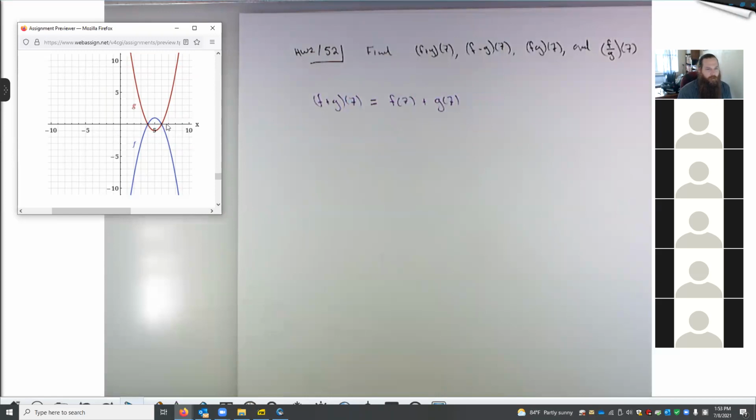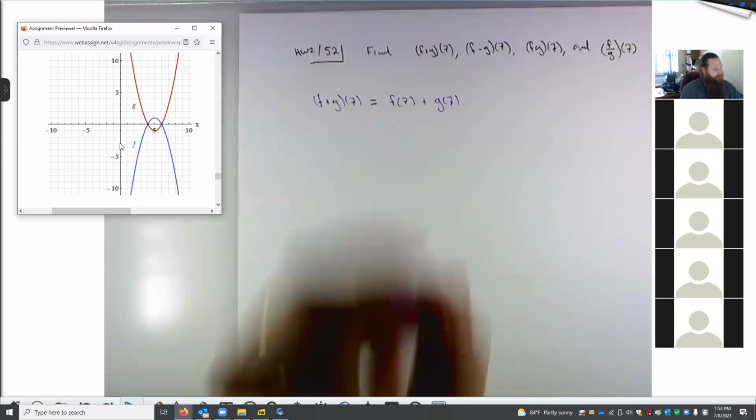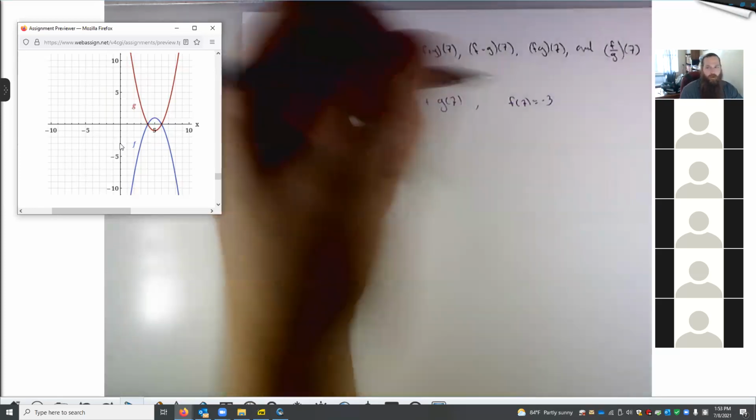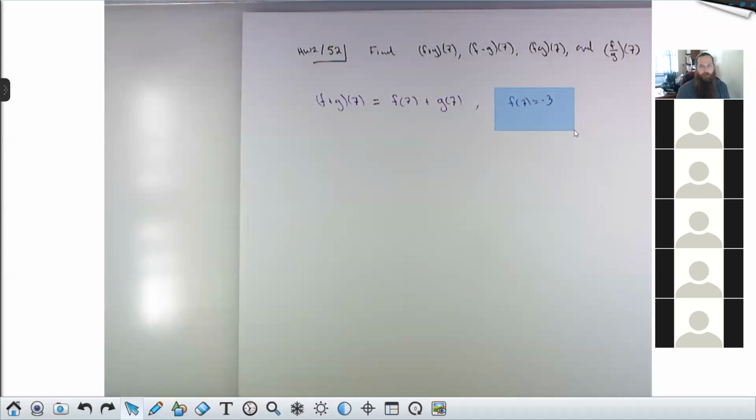F of 7, now I'm looking on the blue graph because we're talking about the f function. F of 7 is going to be the y value here, the y value on the blue graph whose x value is 7. So that point there is 7 comma something. What's the something? Well, each tick mark here is 1. So when I come out to 7, I come down to my graph here. F of 7 is this y value, which is -3. So I'll write it over here. F of 7 equals -3. Are we all clear on where this is coming from? Yes.